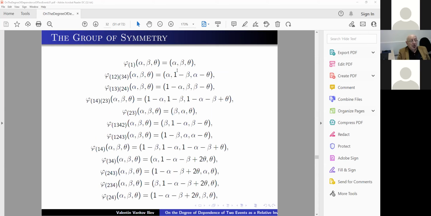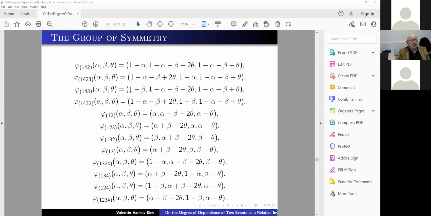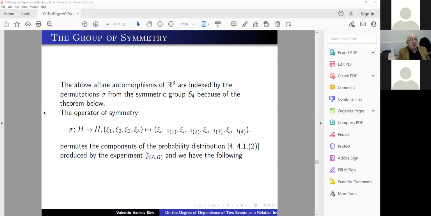And here you have 24 pairwise different automorphisms, and they are indexed here by the permutations sigma from the symmetric group S4, just because of the theorem below. The operator of symmetry sigma from H to H permutes in this way the components of the probability distribution.